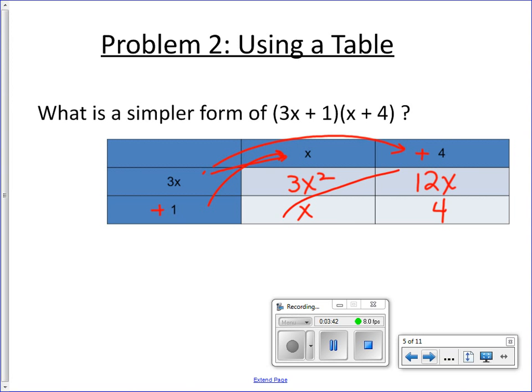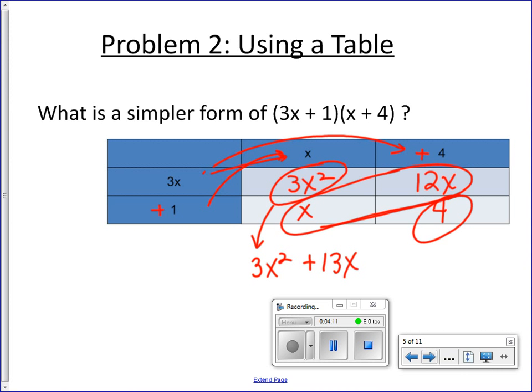Now, if your binomials are in standard form, meaning decreasing order of exponents, and you're not missing an exponent, then it's very similar to lattice in that your like terms are going to fall diagonally from each other. So we have 3x squared. Combining the x and the 12x, we get 13x, and then plus 4.